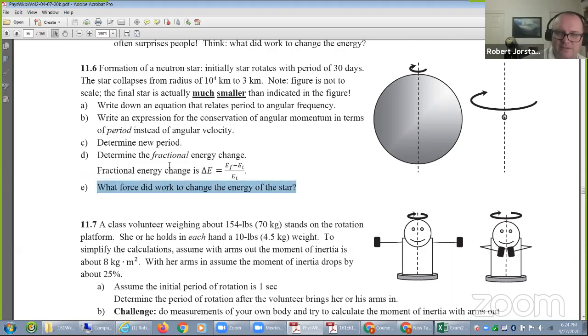It's actually pretty interesting. In theory, you could actually do 11.6 with conservation of energy, but you'd have to know how much work was done in collapsing the star. And that's not easy. It's so easy to do this problem with angular momentum. It's nearly impossible to do it with conservation of energy because you'd have to calculate the energy using calculus. It's a much harder problem.